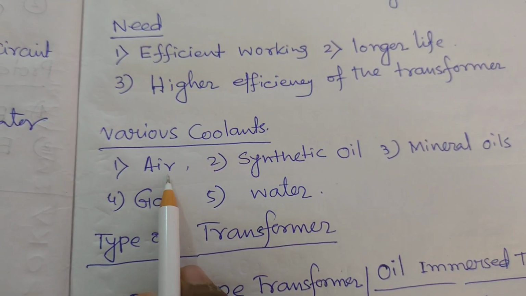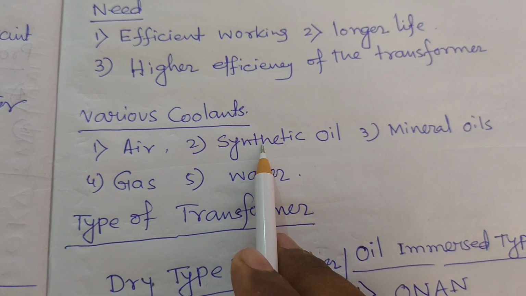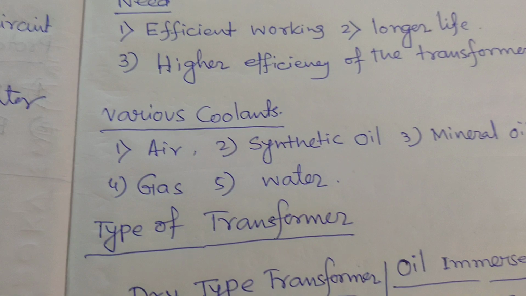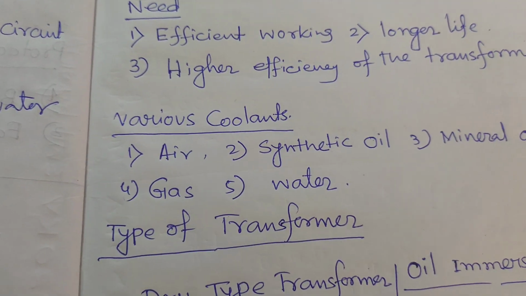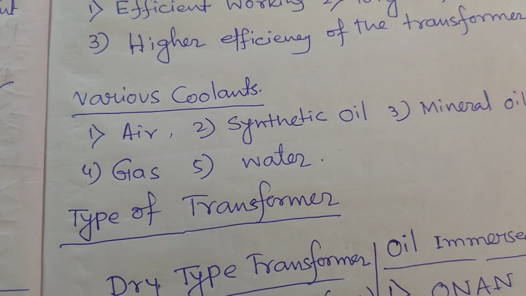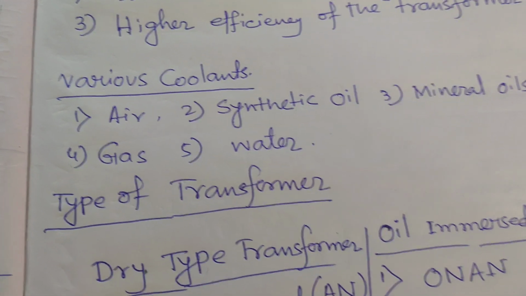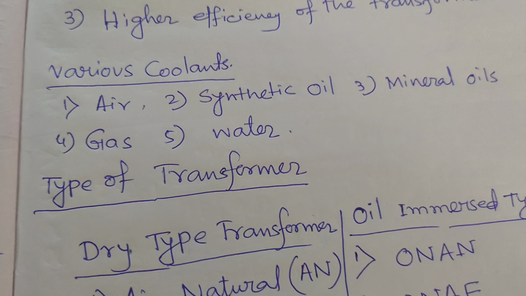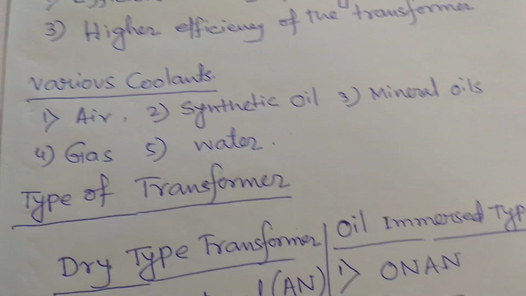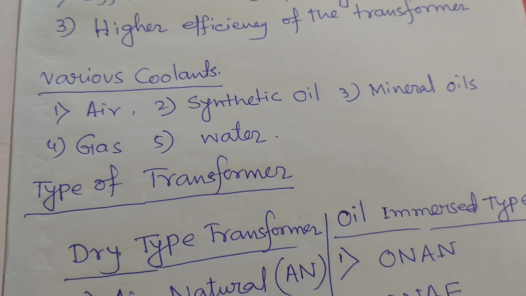So different types of coolant are used for heat avoidance. First of all the air, second synthetic oil, mineral oil, gas and water. It's not only for transformers. For every type of heating element we use these types of coolants. It may be a car, a generator, or any equipment which generates heat, and that heat has to be avoided so it does not catch fire.